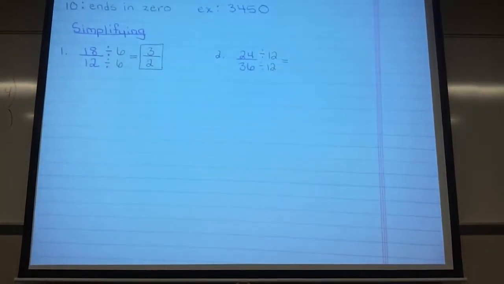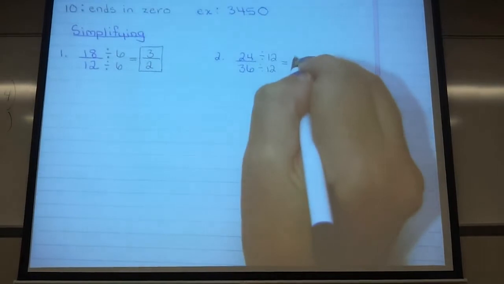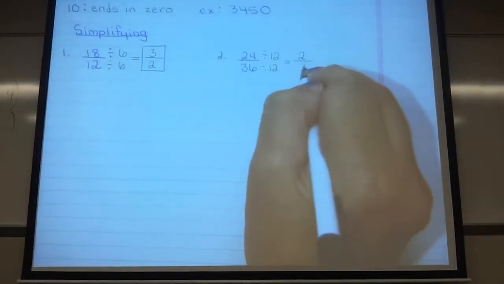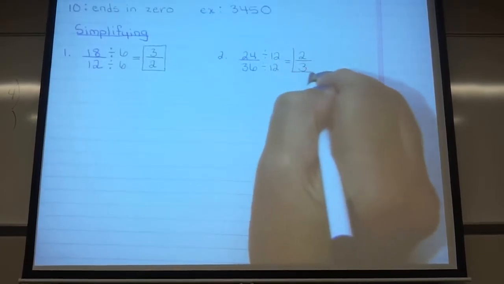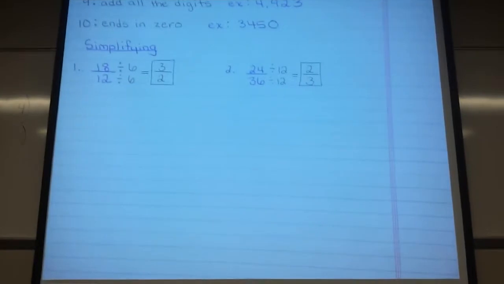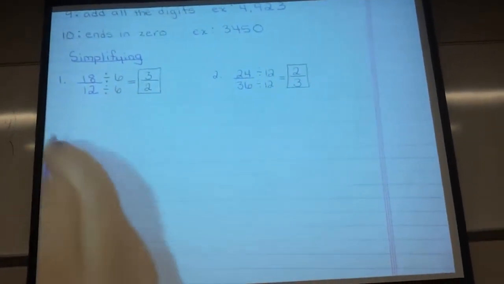On the top, what would that reduce to? 2. And on the bottom? 3. And that's as far as you can get. So you have a couple like that where you're just finding a number that you can simplify.